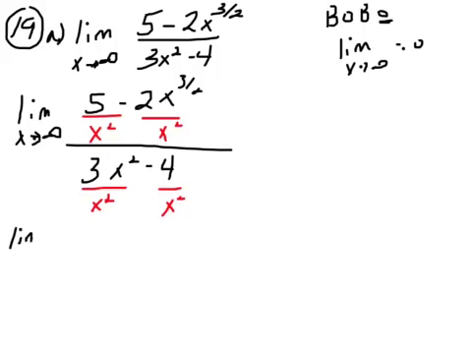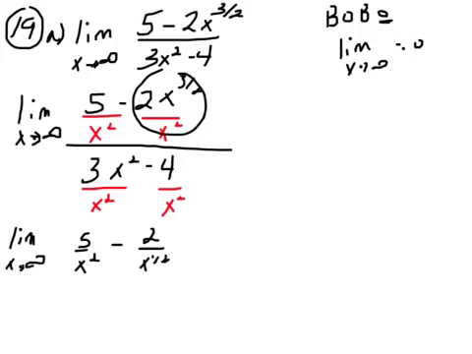All right. 5 over x squared, if I simplify this, minus 2 over x to the 1/2. If you subtract, the 2 on the bottom is bigger than the 3/2 if you're looking at this fraction right here. So you'd end up with x to the 1/2 on the bottom. And then in the denominator, you'd end up with 3 minus 4 over x squared.